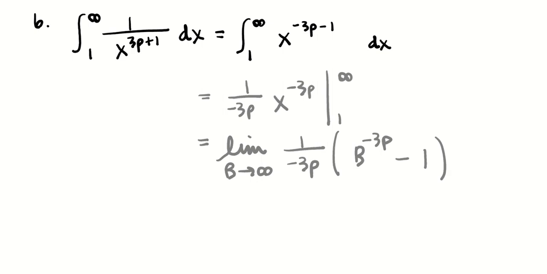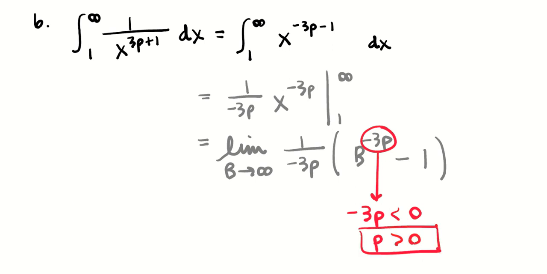Okay. Now for this to converge, when I let b go to infinity, I need this to be a negative exponent, right? I need really b to be in the denominator as it's going to infinity in order for it to converge. So I'm going to take this and I say, I need negative 3p to be less than 0. I need to have that negative exponent. And so that would be when p is greater than 0, right? If I divide both sides by negative 3, it's going to reverse the direction of the inequality. Okay, so it's p needs to be greater than 0 in order for that original integral to converge.